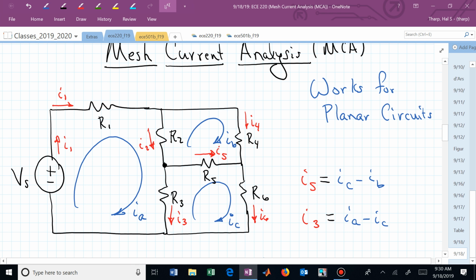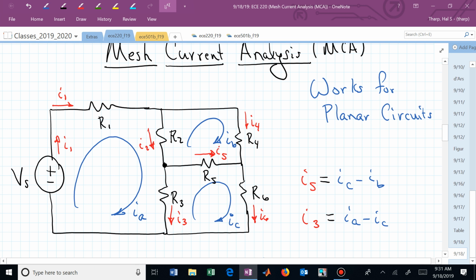Is R2 shared with any meshes? R2 is shared. We're writing mesh A, it's shared with mesh B, so it comes in with a negative. R2 is going to be a negative in the second column of the first row. What about R3? Oh, it's shared with mesh C. It comes in with a negative relative to I sub C. All right, now I've given you the formula to do this by inspection.